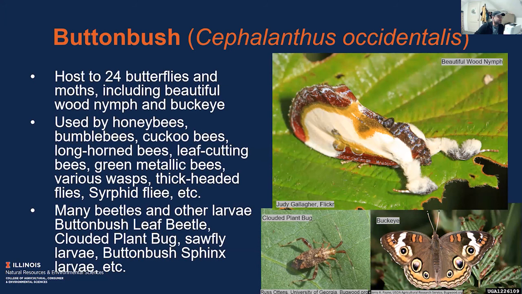So buttonbush is used by a whole suite of different bees, from honeybees through a lot of the other natives that you see listed here. Also a number of flies, beetles, and other larvae, including some specific to the buttonbush leaf beetle, for example, and the buttonbush sphinx.